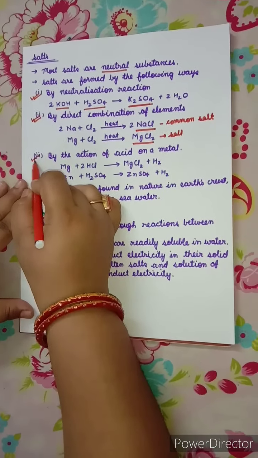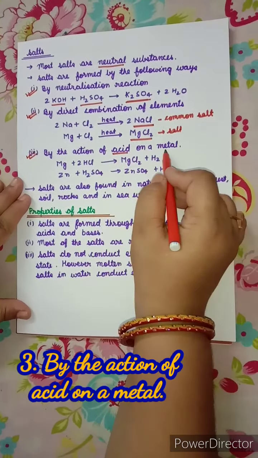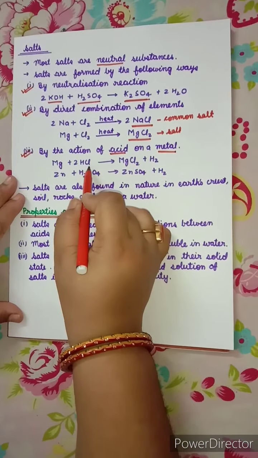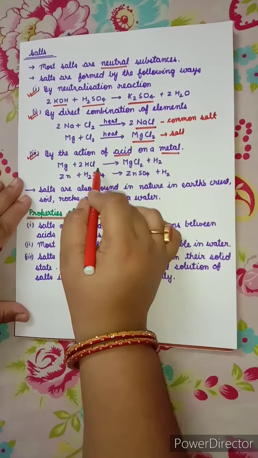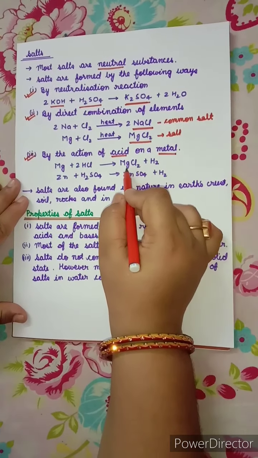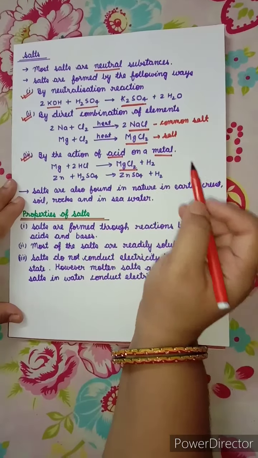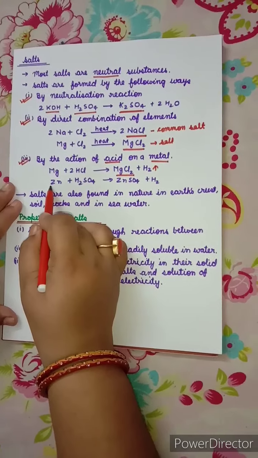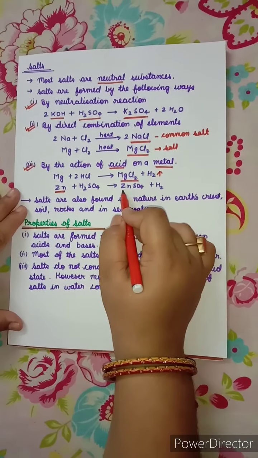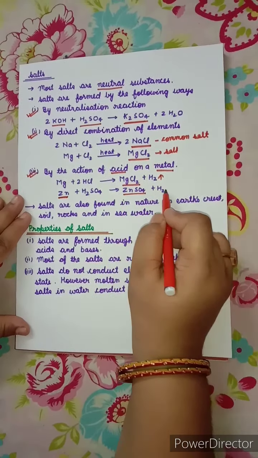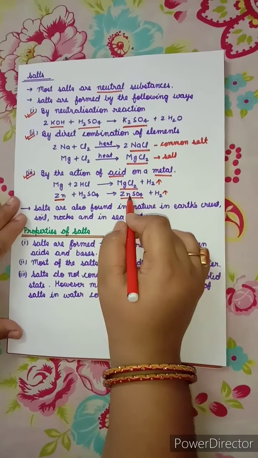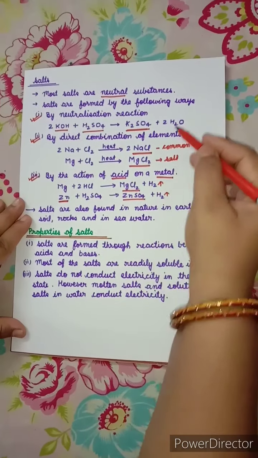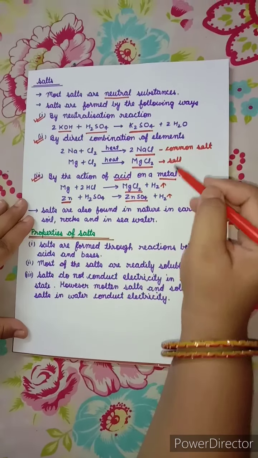And there is one more method, by the action of acid on metals. For example, if hydrochloric acid is put on magnesium, a reaction occurs and MgCl2, that is magnesium chloride salt, is formed and hydrogen is released. Likewise, when H2SO4 reacts with the metal zinc, it will form ZnSO4, that is zinc sulfate, plus hydrogen gas will be released. So both MgCl2 and ZnSO4 are salts. So these are the three common methods of obtaining salts.